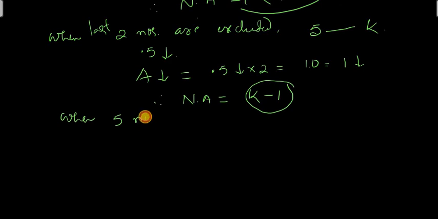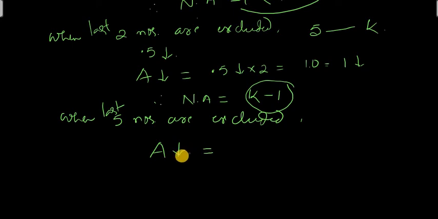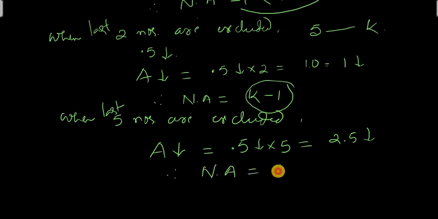Now the last 5 numbers are excluded. When the last 5 numbers are excluded, the average decreases by 0.5 for each number. So 5 times 0.5 is 2.5 decrease. Therefore the new average will be decreased by 2.5, that is k minus 2.5. This is the new average.